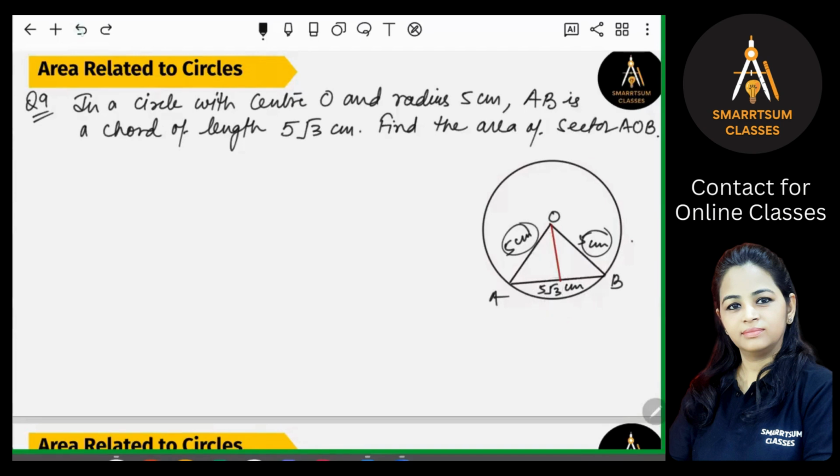So here the angle of the sector is not given. So we need to first find out the angle of the sector, and the length of the arc AB is also not given. Length of the chord is given, arc length is not given here. So what we will do here, since it is given that AB, the length of the chord, is 5 root 3 centimeter.